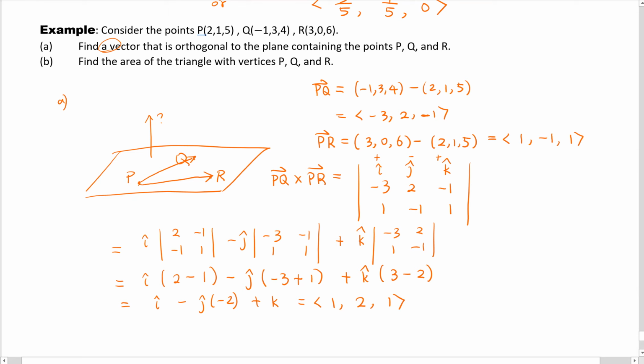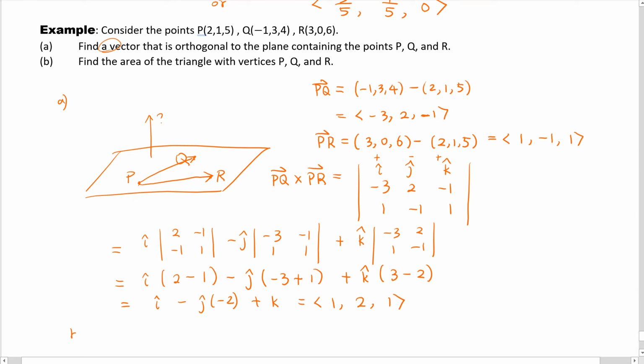So we have: find a vector that is orthogonal to the plane containing the points P, Q, R. Okay. So if the problem asks us to find the unit vector, then you still need to compute the length of this vector and then divide this vector by its length. Okay, that will give you one unit vector, and the other unit vector will be the negative of your previous unit vector.